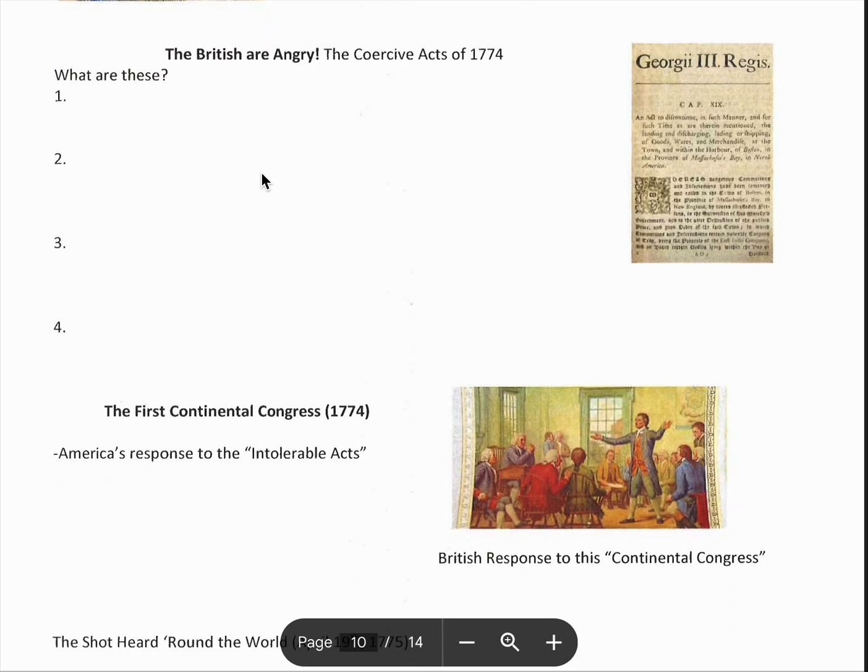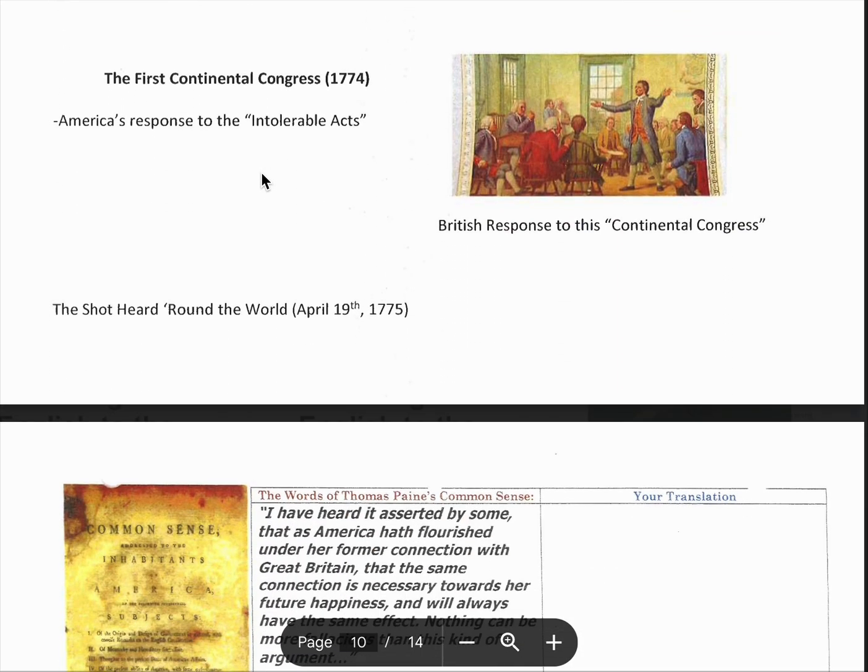We talked about the four Coercive Acts. You should know what each of them was in regards to being a punishment, how the Continental Congress responded, and then the British response to the Congress. So it's one thing after another. There's a lot of cause and effect in here, right?